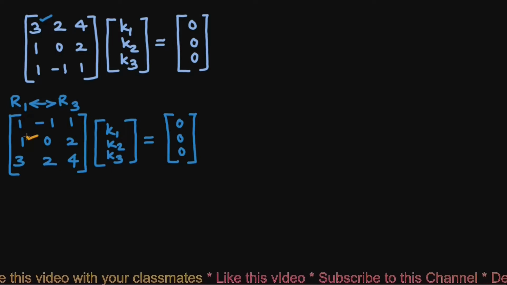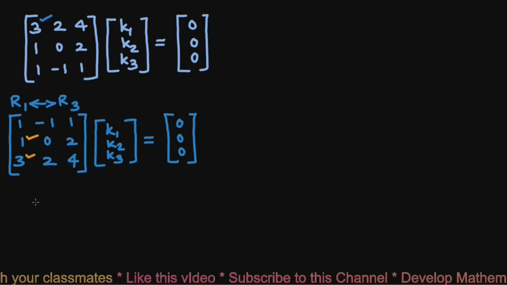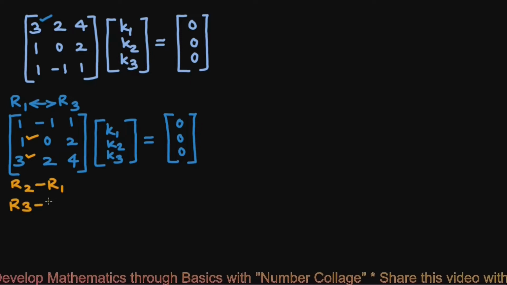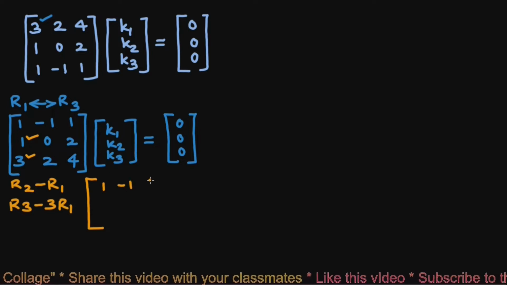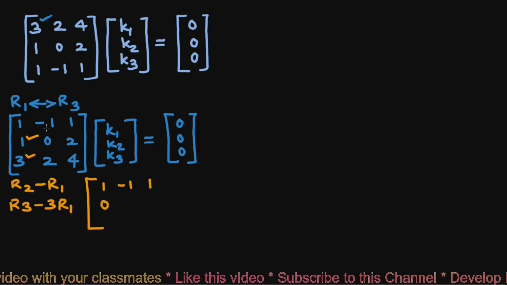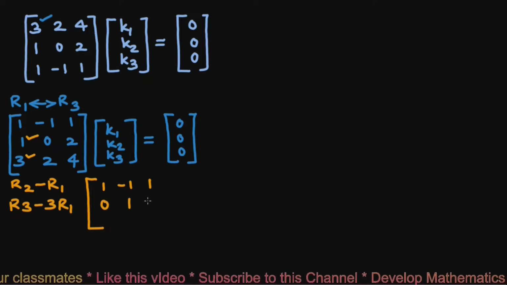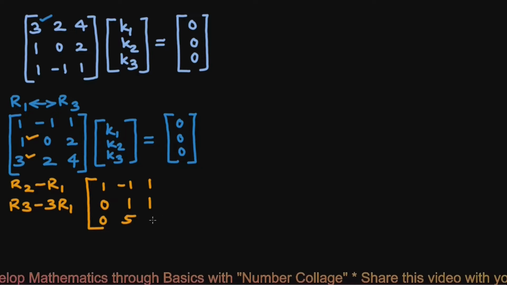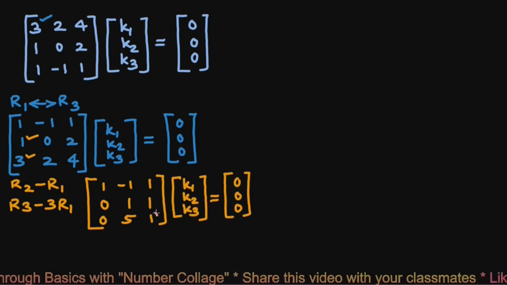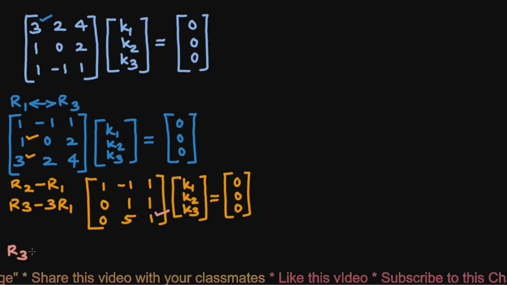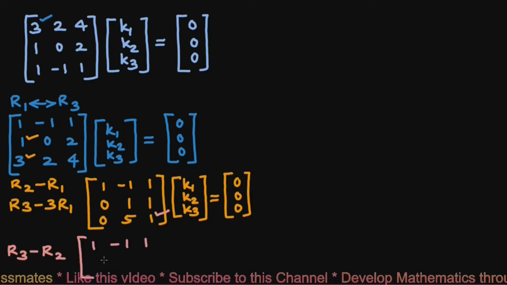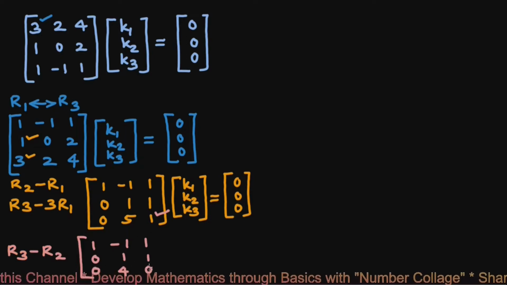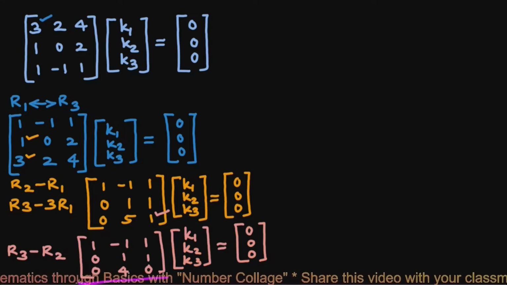Next we have to make this 1 and this 3 zeros. So we will do row transformations r2 minus r1 and r3 minus 3r1. That gives 1, minus 1, 1; 0, 1, 1; 0, 5, 1. Next we can make this 1 zero. So for that we perform r3 minus r2, giving 1, minus 1, 1; 0, 1, 1; 0, 4, 0. Now the row echelon form of the coefficient matrix is complete.